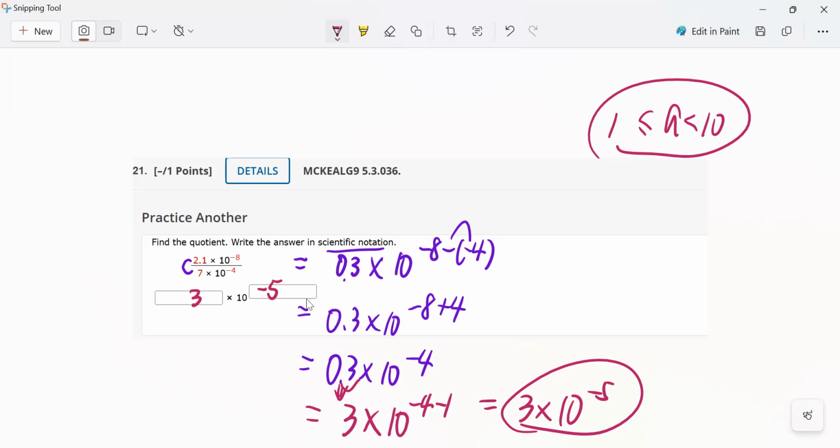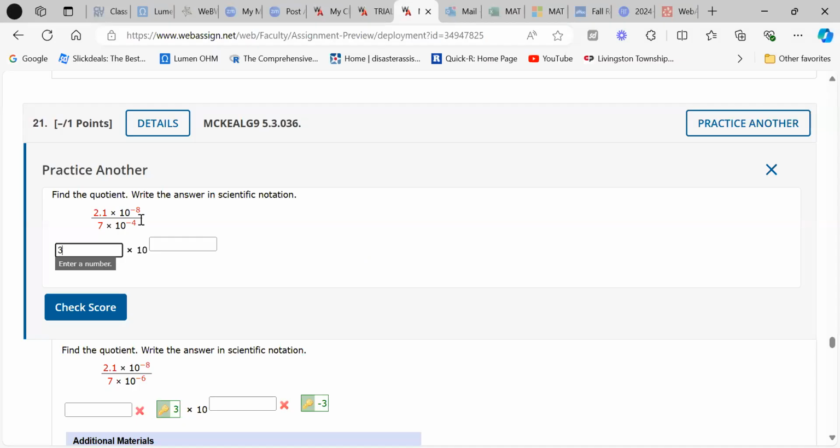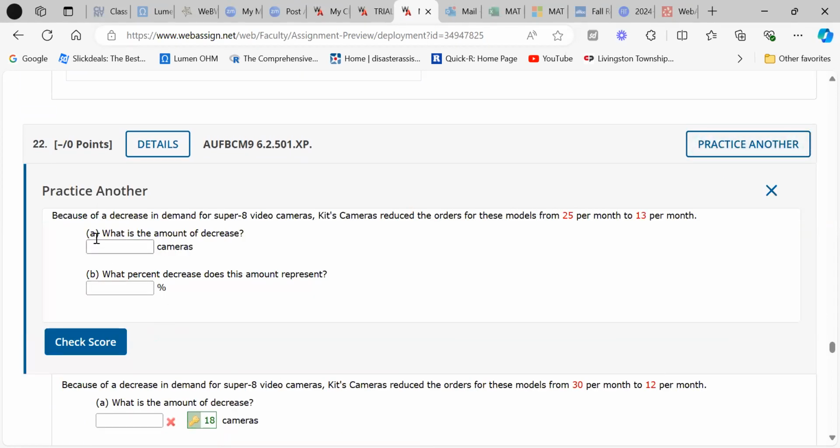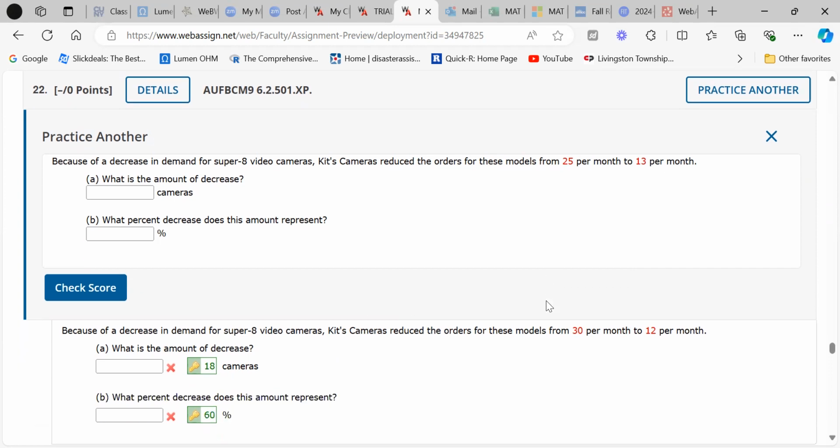Do you have any question about this? Three times 10 to the -5. Yeah, let's look at question 22. So we get this because of decreasing demand for Super 8 video cameras. Kids camera reduced the order for this model from 25 per month to 13 per month, a percent decrease.